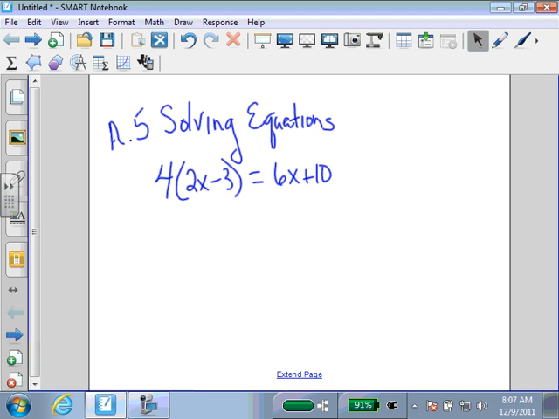Solving equations. We're going to come back to skills that we have to remind ourselves of all the different ways we can solve equations. We're going to attempt to do 10 equations or more in 10 minutes or less.